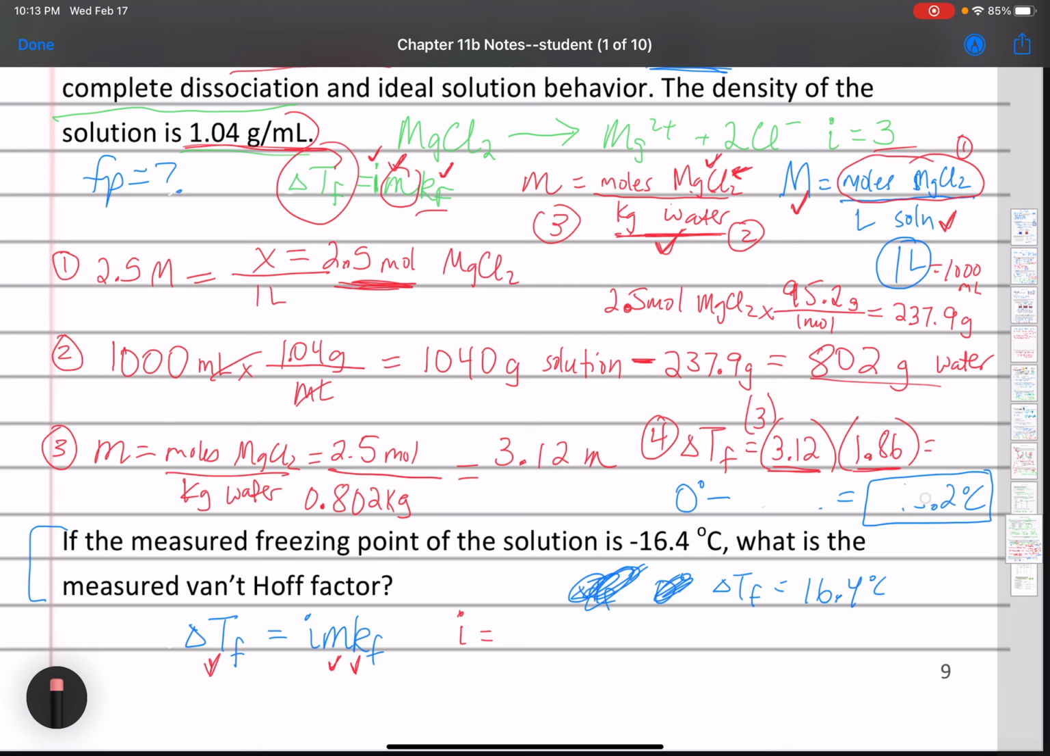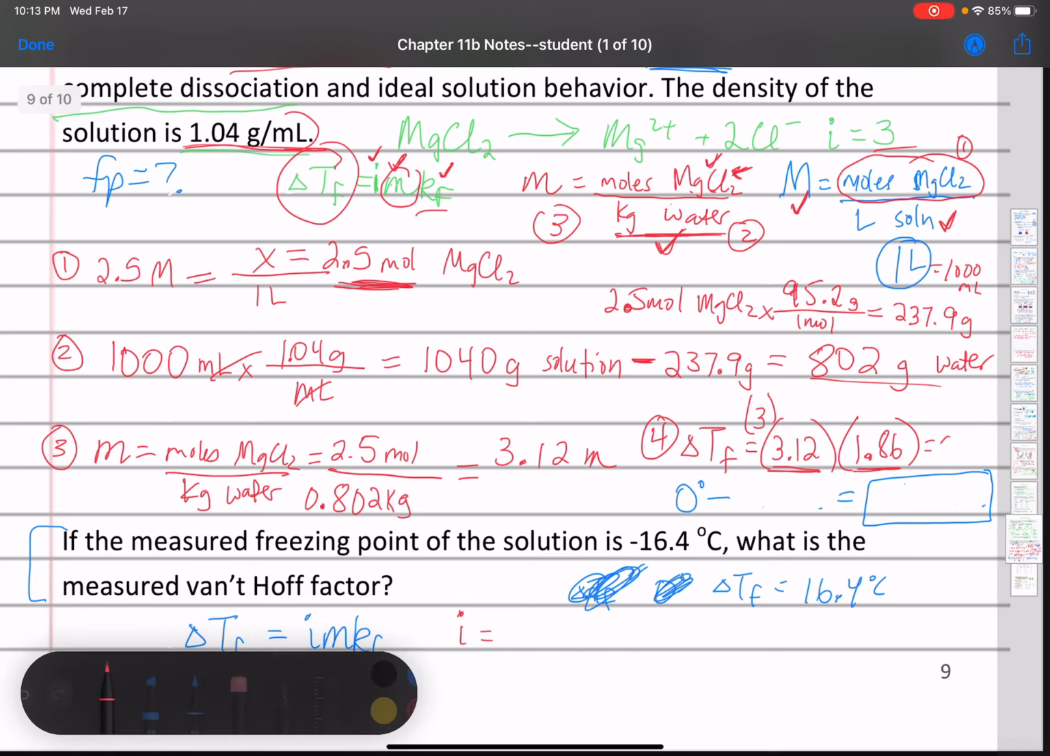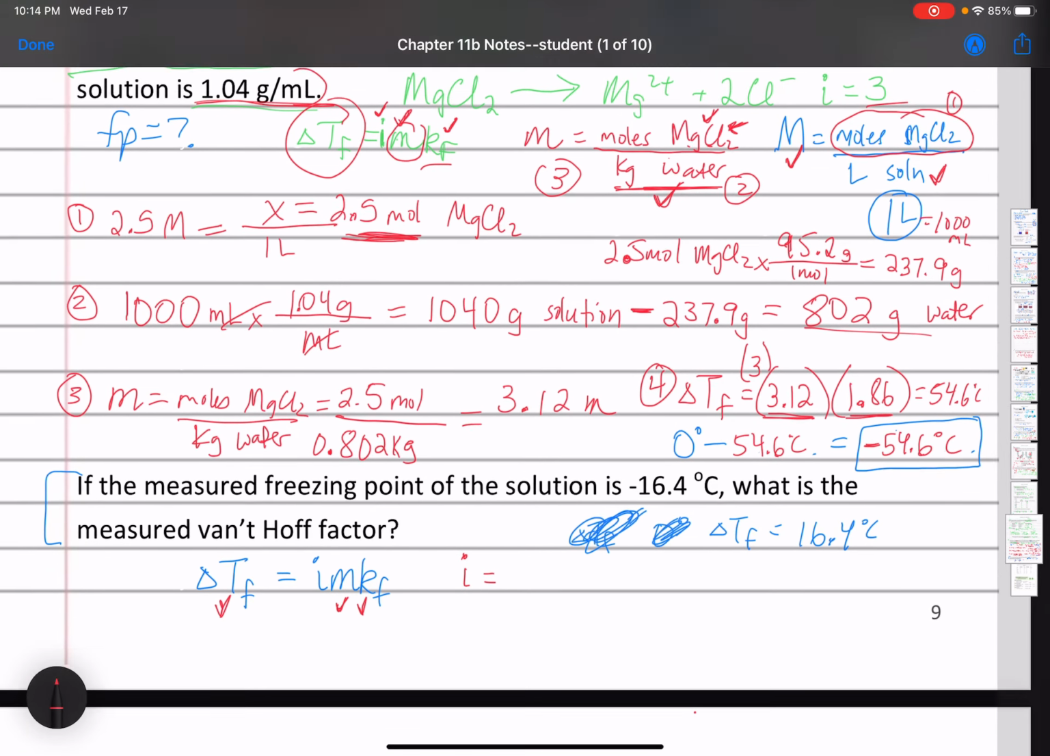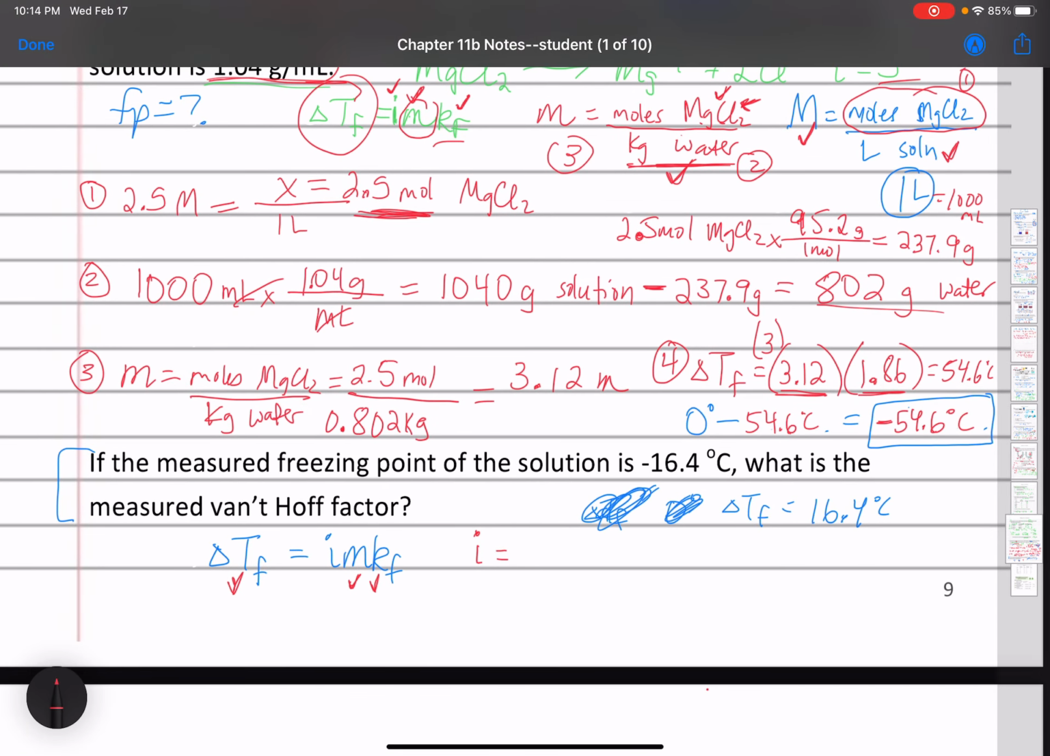Gonna be 3 times 18.2. That's gonna be pretty significant. 18.2 times 3 is just what I'm gonna do. 54.6, y'all. 54.6 degrees Celsius. Minus 54.6 degrees Celsius. So a 2.5 molar solution of magnesium chloride is probably not even gonna freeze outside in the Adirondacks in winter. It's pretty low temperature there.